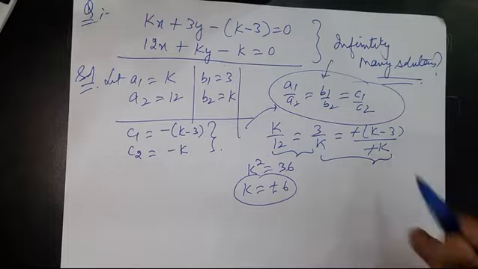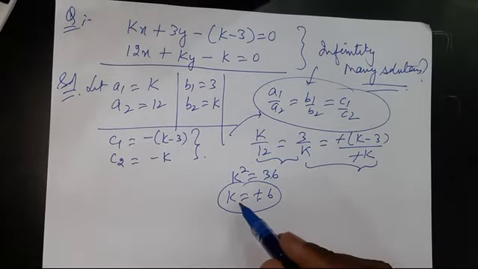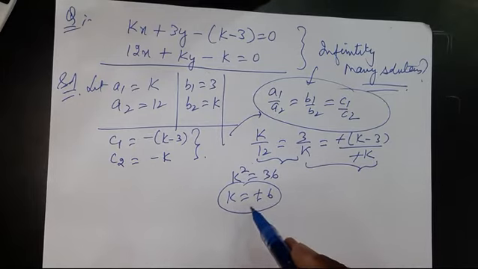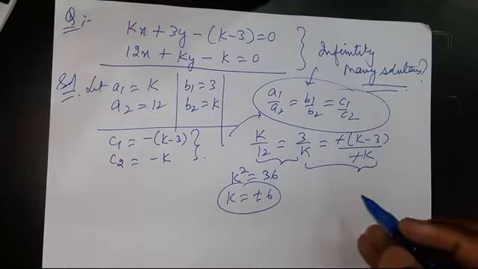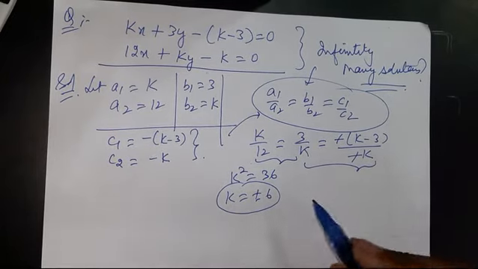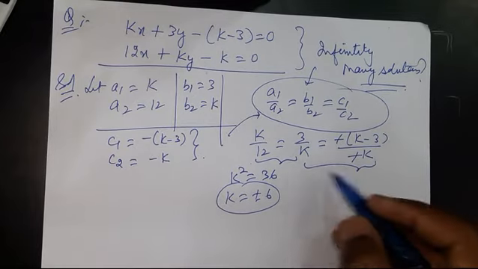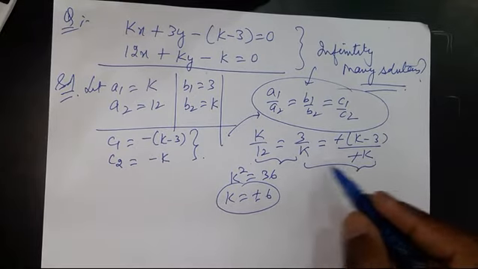Now you have to solve the other two also, because from the very first two you get k is equal to plus minus 6, means k has a plus 6 value and a minus 6 value also. So just to clarify whether it has two values or only one, just go with the other set of ratios.